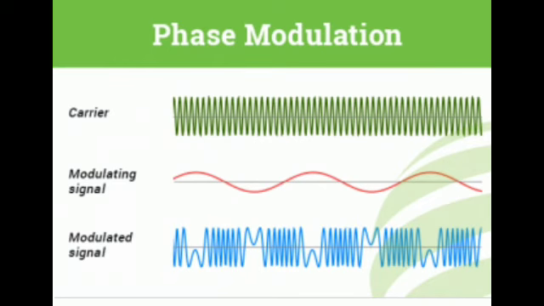Next, phase modulation. In phase modulation, the instantaneous amplitude of the baseband signal modify the phase of the carrier signal, keeping the amplitude and frequency constant. This modulation is used to generate frequency modulator signals. It is similar to frequency modulation except that the phase of the carrier is varied instead of varying frequency. The carrier phase change according to increase or decrease in the amplitude of the baseband signal.